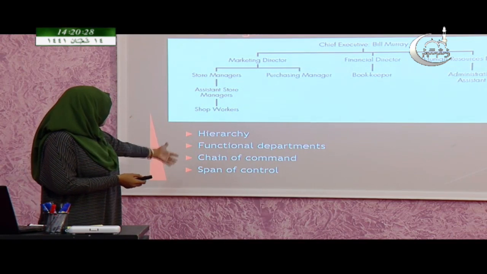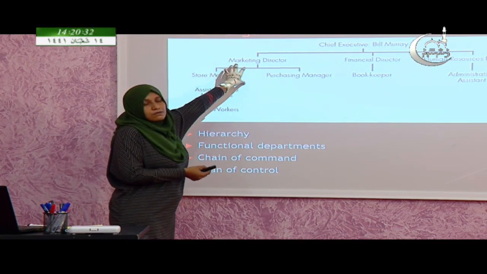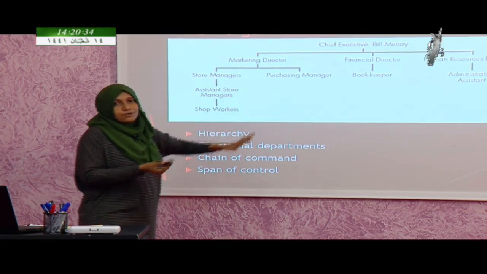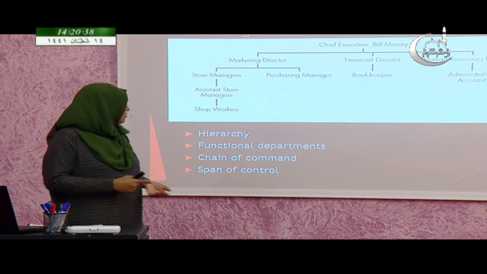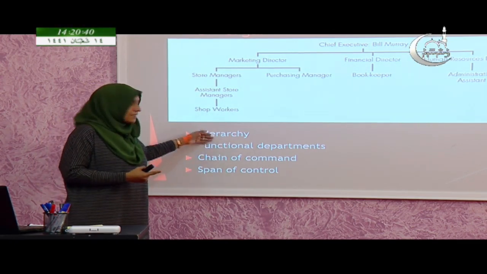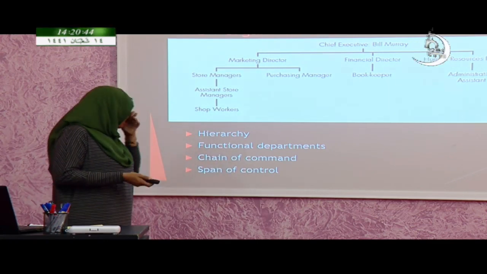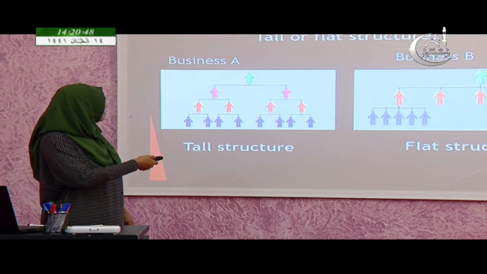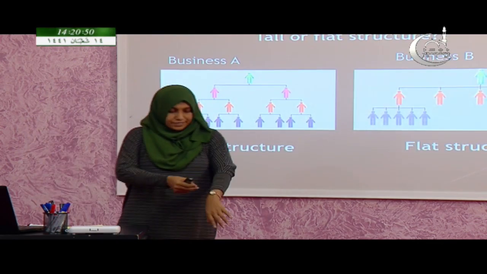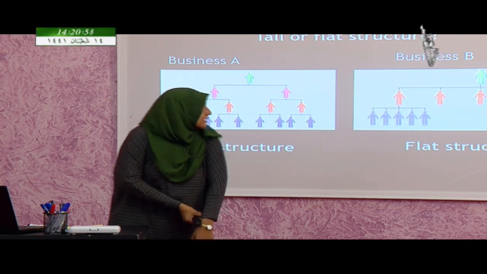So, these features are there in this organizational chart. If you are asked to write the features of the organizational chart, now I am sure you are able to write these features, that is hierarchy, chain of command, span of control, plus you can write delegation also. Now, we are moving to tall or flat structure. So, in an organization there are two types of structures, students.